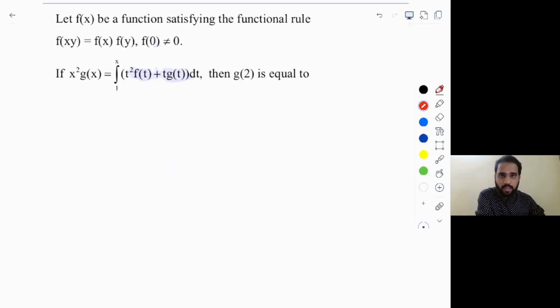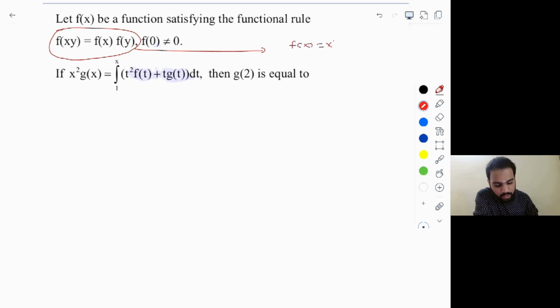Okay. Let's take the next question. This is a question from functional equations and also involving definite integration here. And this question, many students might get stuck here, because when you look at this given functional equation, directly you might think that f of x is equal to x power n, which is a standard functional equations formula.